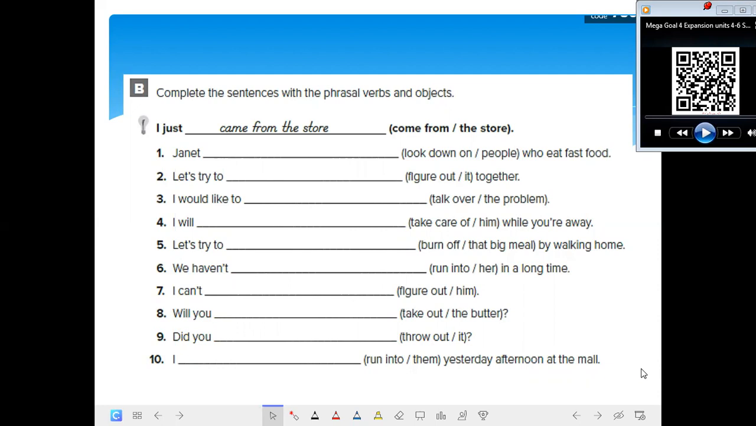Okay, my dear students, I will show you the answers and I want you to write them on your workbook for exercise B. But I want you to study them carefully to know how to use the phrasal verb in sentences.